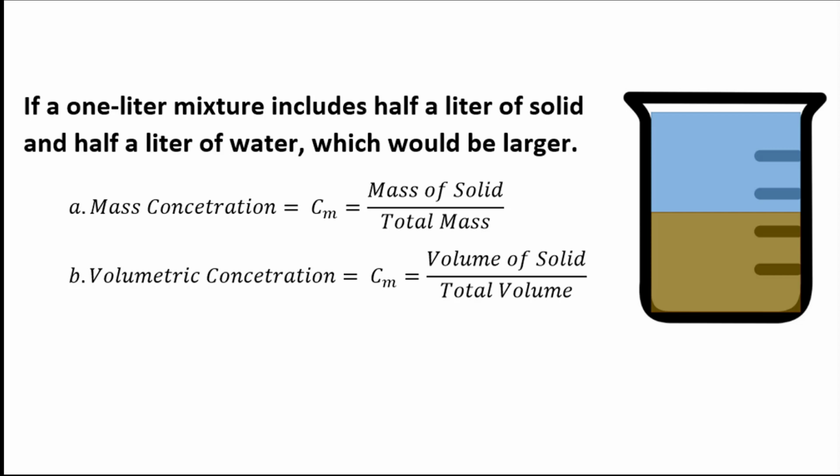If 1 liter of mixture, this is a mud, includes half a liter of solid and half a liter of water, which would be larger? The concentration by mass, the mass of the solids divided by the total mass, the volume concentration, which is the volume of the solids divided by the total volume, or these things are not different. They will be the same.